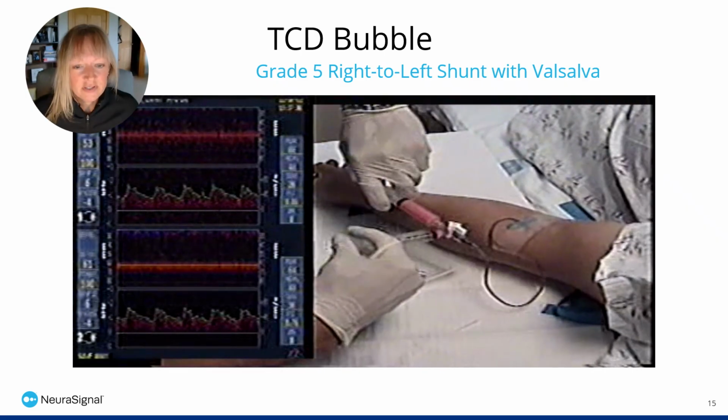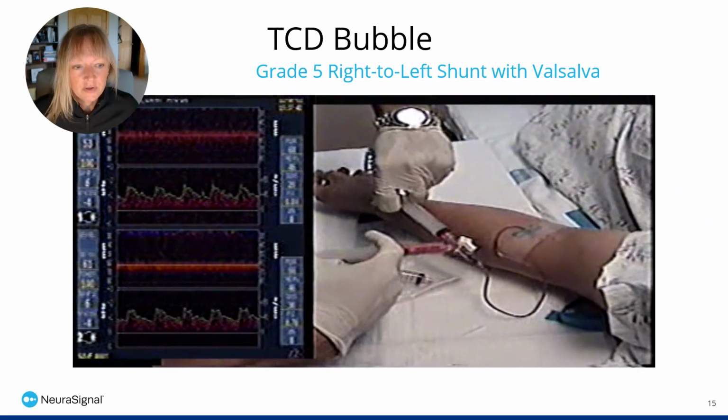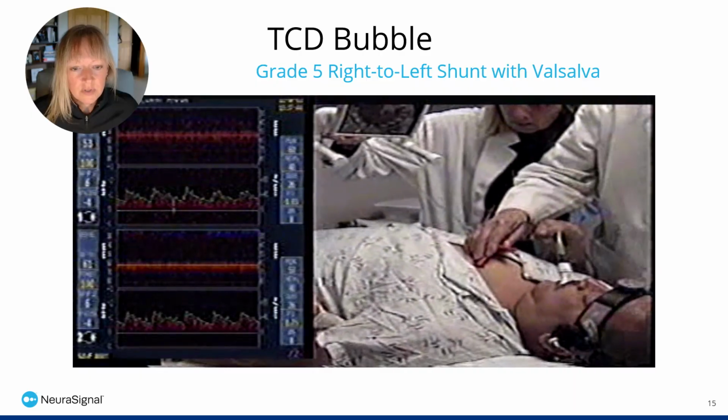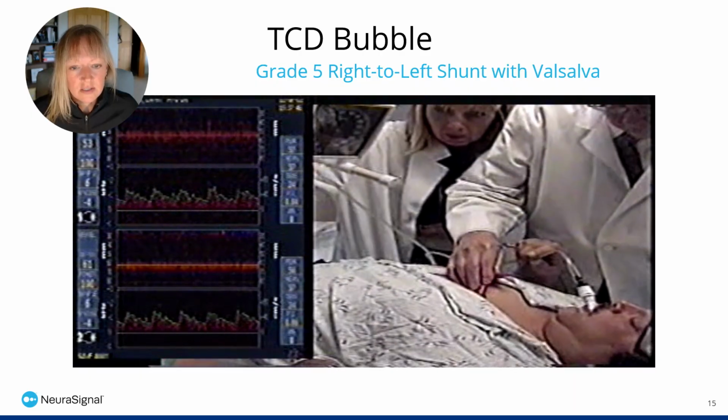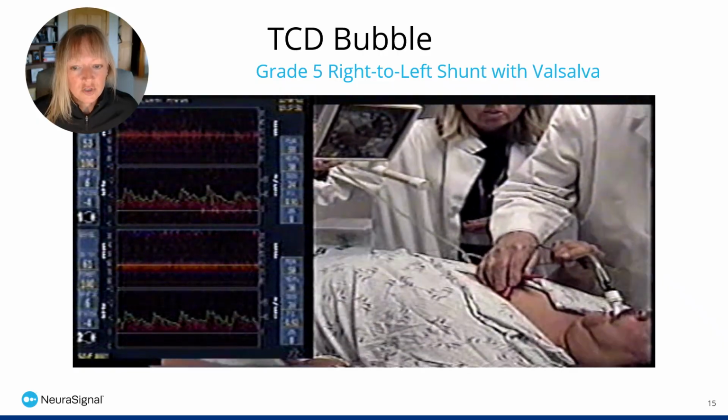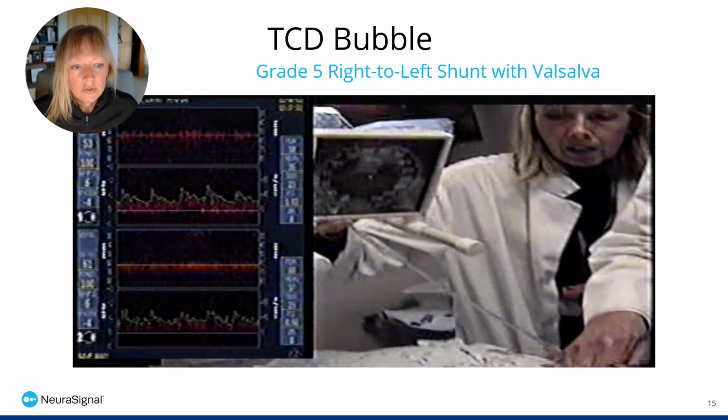And here is a full exam being performed. You can see your waveforms here on the left. The solution is being mixed and injected. This is a calibrated Valsalva by using a manometer here. Once the patient releases his breath hold, you will see all the bubbles present.